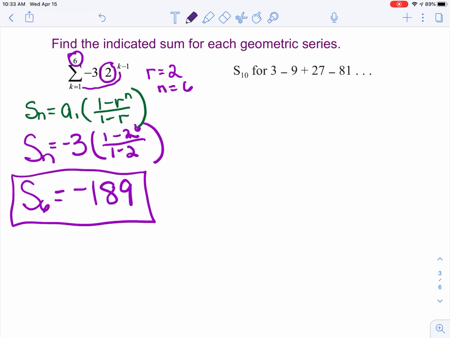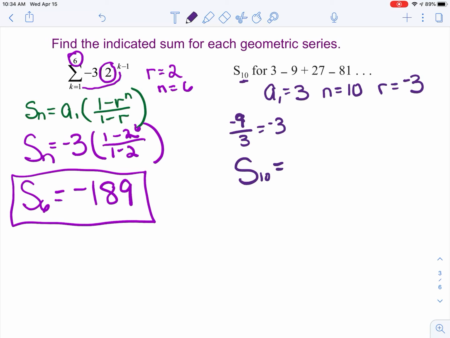All right, a different type of problem that you will see. S sub 10 for 3 minus 9 plus 27 minus 81. All right, so I do know my first term. My first term is 3. I know that my number of terms is going to be 10. I just need to know my ratio. To get my ratio, I take my second divided by my first, and I get negative 3. So my ratio is negative 3.